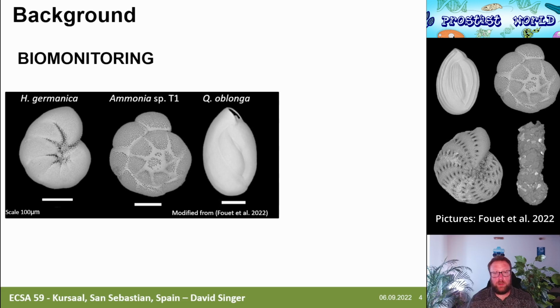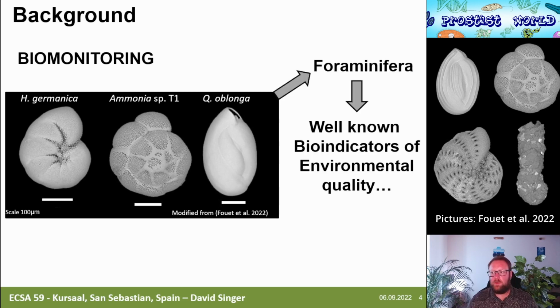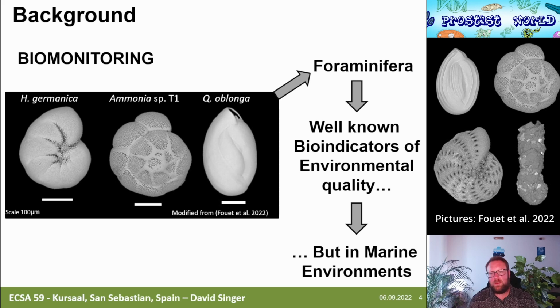To do the biomonitoring of an ecosystem, there exist a lot of different clades that can do the job, but in this study we will focus on the Foraminifera clade. Why? Because it's a well-known bioindicator for environmental quality, of course, but this indicator is mostly used in marine environments. So we will try to apply these bioindicators to estuarine ecosystem.